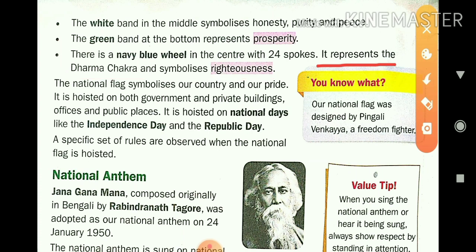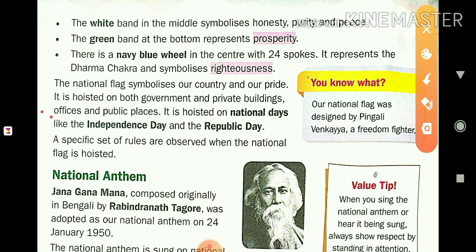Then the national flag symbolizes our country and our pride. Our national flag is the symbol of all Indians' pride. We are respecting it, and it is at the top of the respect of our nation.